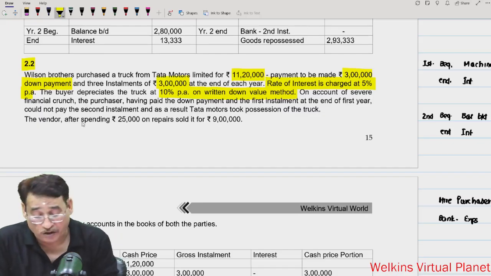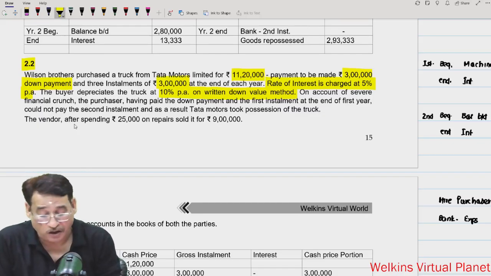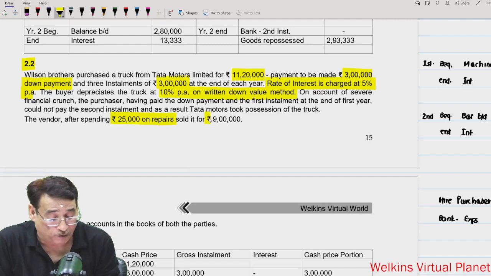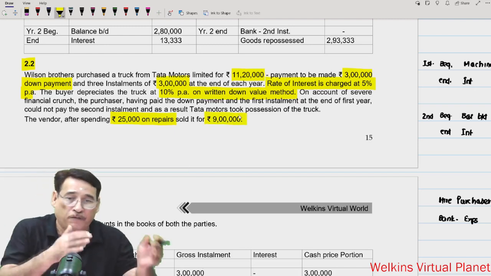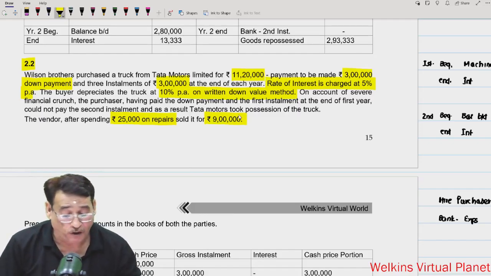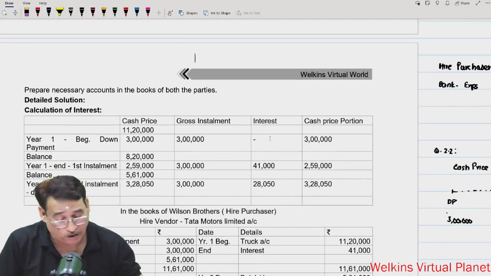Now in this question, as I told you in the last question, it is given that the vendor, meaning the seller, after spending 25,000 on repairs, sold it for rupees 9 lakh. It means after repossession, they spent 25,000 and sold this truck for rupees 9 lakh. So this is the question. Now, once again, I will solve it for you.